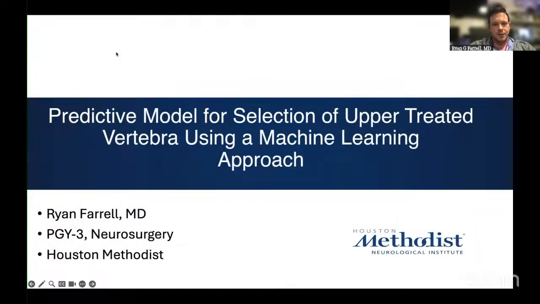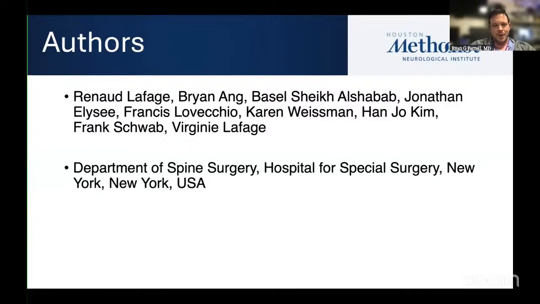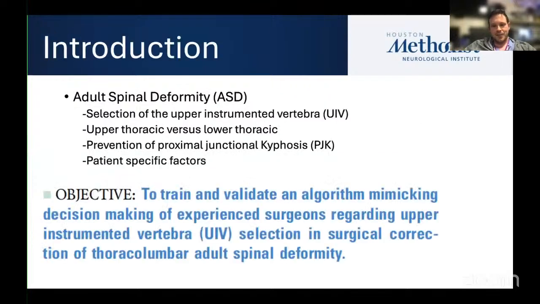So my paper was the predictive model for selecting the UIV using a machine learning approach. The goal of the study was to train and validate an algorithm that could mimic the surgical decision-making of two surgeons at their institution, in regards to how they would select the UIV based on certain objective parameters. They separated it between upper thoracic and lower thoracic, like T1 to 6 and T7 to 12, and they included multiple specific patient factors.